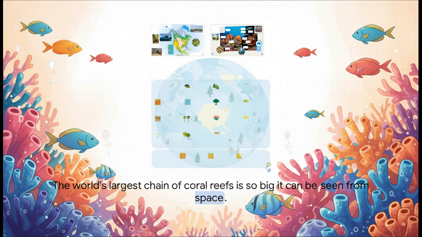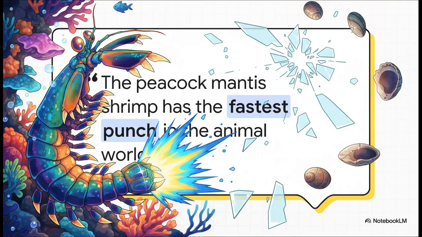And it's home to more than 1,500 species of fish. It's like a bustling, vibrant underwater city. And in a city that crowded, the competition is fierce. And that leads to some absolutely mind-blowing adaptations. Case in point, the peacock mantis shrimp. This little guy has the fastest punch in the entire animal world. It moves faster than a bullet and hits hard enough to smash the shells of its prey, or, get this, even break the glass of an aquarium.